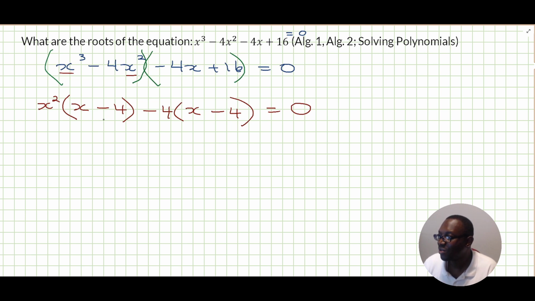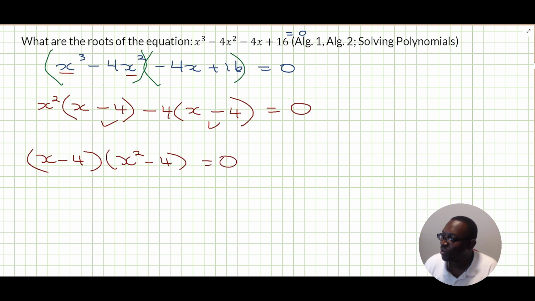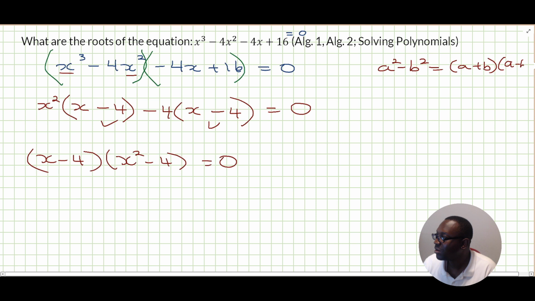Now we have our greatest common factor, which is x minus 4. It's our greatest common factor, and we're left with x squared minus 4 equal to 0. We have one more thing to look at. This is not in its perfect form. So what we're going to look at here is a squared minus b squared, because this is what you call a difference of two squares. They're perfect squares. This is going to be a plus b multiplied by a minus b. So now you have x minus 4 multiplied by x plus 2 multiplied by x minus 2 equal to 0.